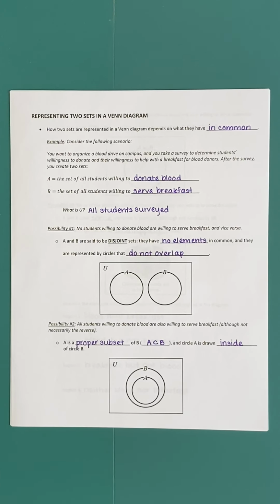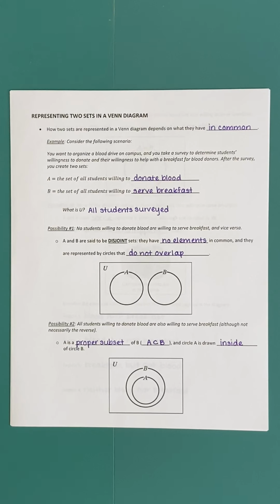If we're thinking about all the elements under question, all the ones that may be put into A, all the ones that may be put into B, everyone in question, that represents the universal set. Think of it as the context for the problem. Well, here we're talking about doing a survey on campus. So our universal set is going to be all the students who were surveyed.